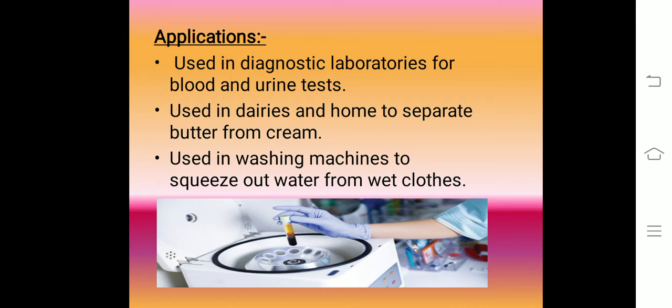Applications of centrifugation. Centrifugation machine or technique is used in diagnostic laboratories for blood and urine tests. It is also used in dairies and homes to separate butter from cream. This technique is also used in washing machines to squeeze out water from wet clothes.